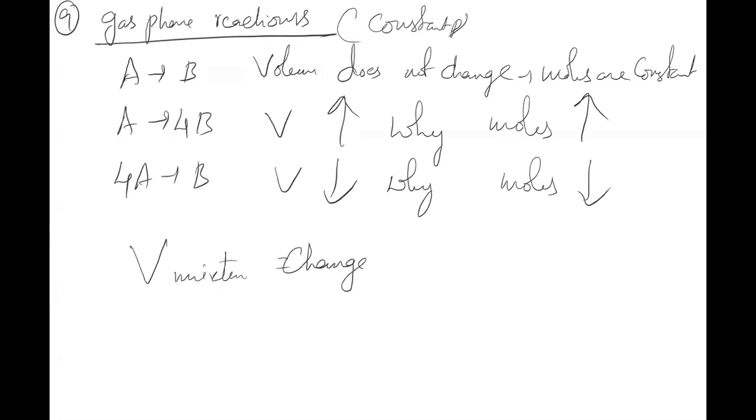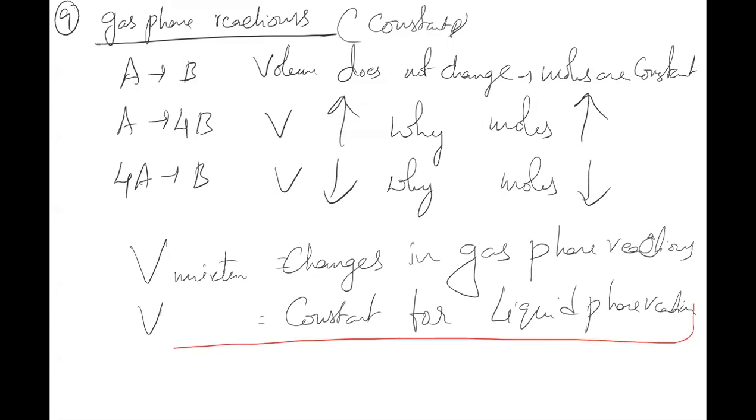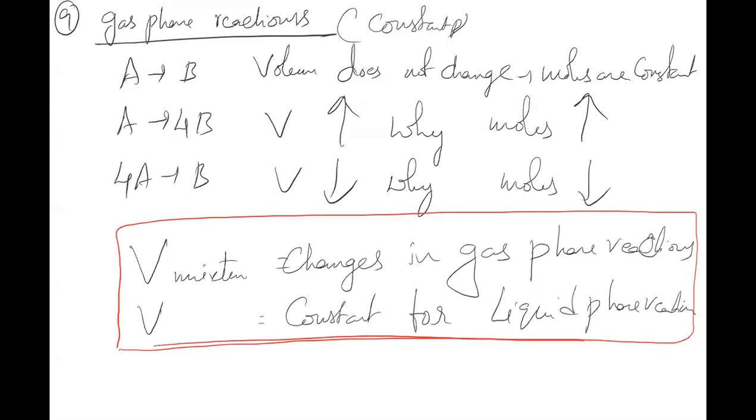That is why in gas phase reactions, the volume of the mixture changes, but volume is constant for liquid phase reactions. This is extremely important in the entire CRE because this divides the entire CRE into two parts: gas phase chemistries and liquid phase chemistries. In liquid phase chemistries, the volume is constant. In gas phase chemistries, the volume changes. But in gas phase, all the time volume doesn't change.